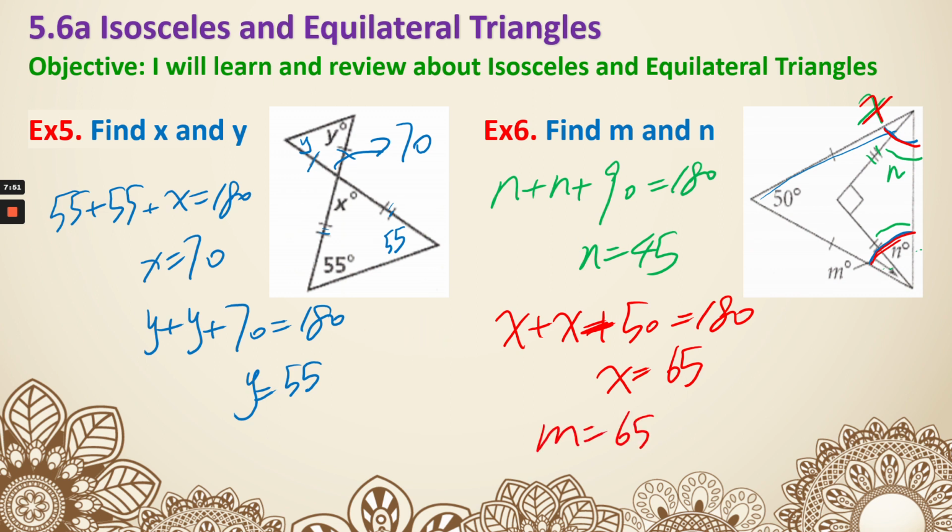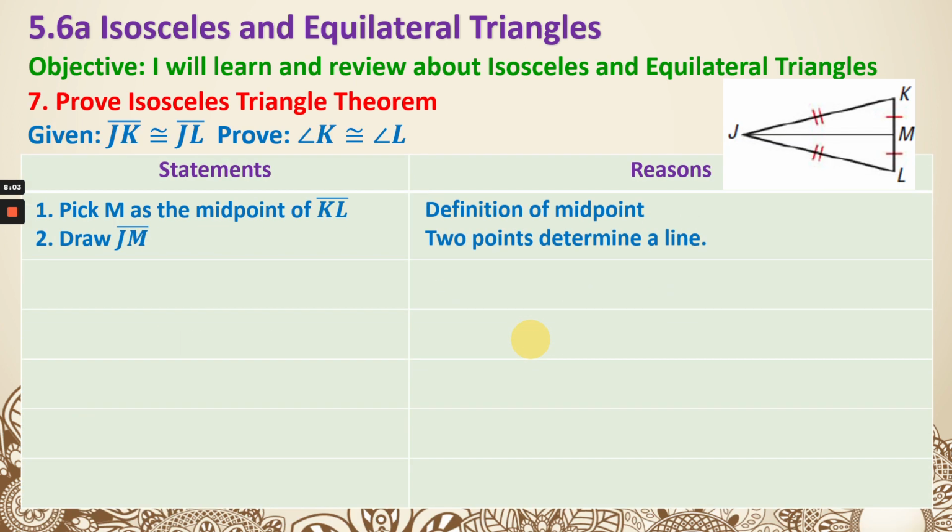So the first two steps are given. Take M as the midpoint. So if M is the midpoint, we know these two are the same, and that's by the definition of midpoint. And then we're going to connect this J and M. That is something that's new. I don't think I'm going to quiz you on that, but it kind of makes sense. Two points determine a line. We do need two points to actually make up one line. So there's that.